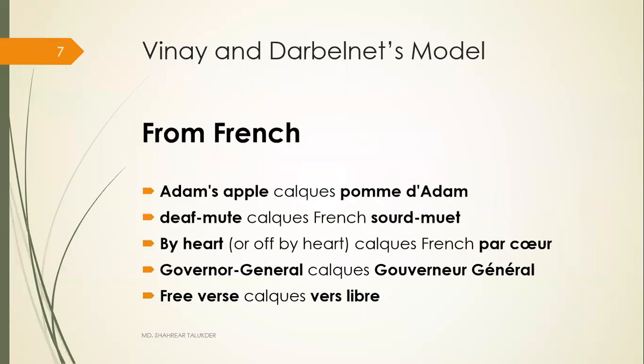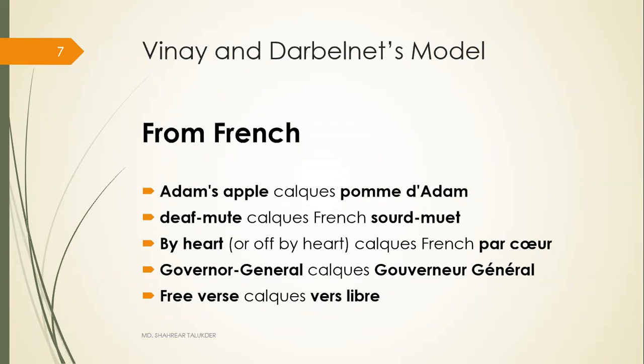Now, in the next slide, I hope you can see it. It says Vinay and Darbelnet model. I have given you some examples. For example, from French, if you put Adam's apple, the calque, that is pomme d'Adam. So pomme d'Adam, if you keep it in the target text, then that will be a calque. Then there is a translation in French, short mute, it means deaf mute in English.